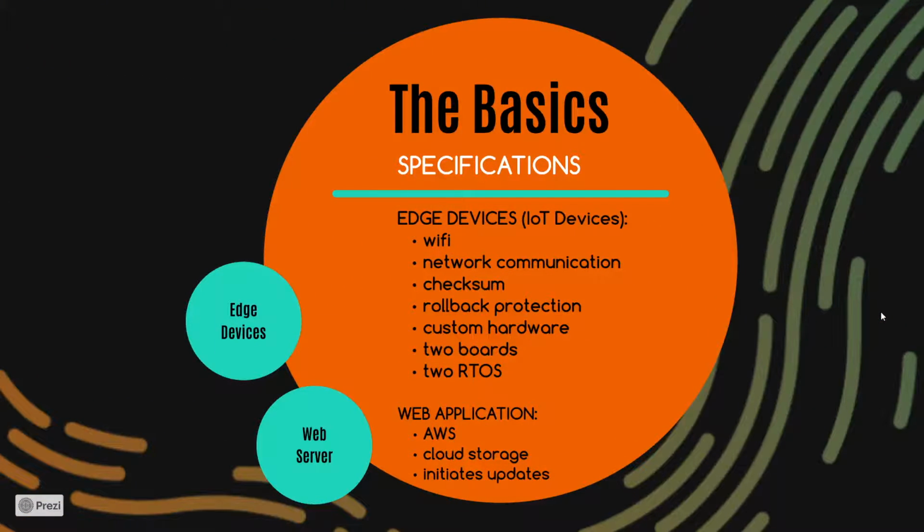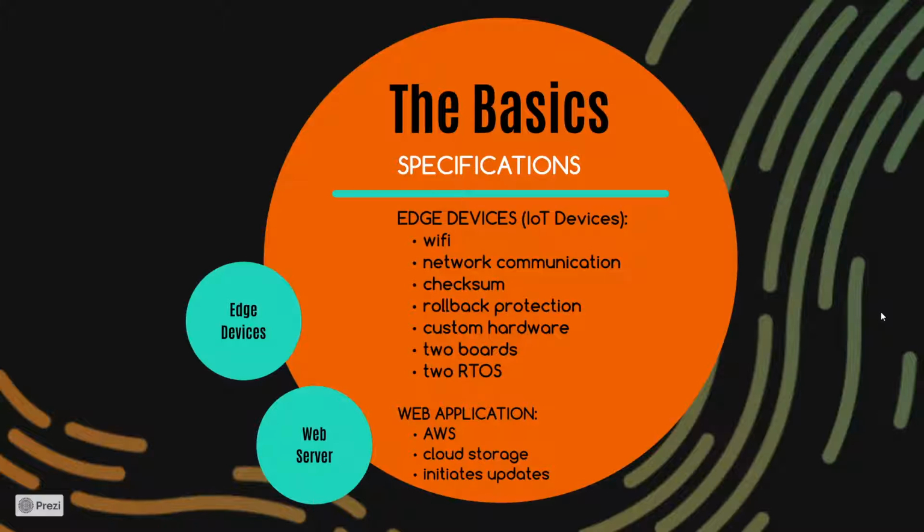Now I'll go over some of the major specifications for this project. For the edge devices, one of the major specifications was a connection to Wi-Fi in order to download images over the air. This also included network communication in order to communicate with the web application and receive notifications that updates are available. When the update is downloaded, a checksum must be performed to calculate whether that update matches the image that was sent over the air.